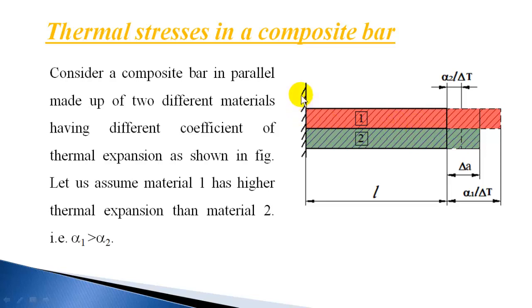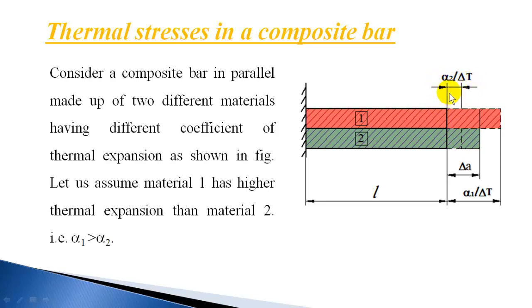Now in this case, I'll fix one end, and the bar is allowed to expand in the other direction when the temperature changes. The bar is allowed to expand or contract when the temperature changes. Now assume that material 1 has a higher coefficient of linear expansion than material 2. So when it is heated, if they are separate bars, it will expand by an amount alpha 1 L delta T. And material 2, again, if it is free to expand and is heated, will expand by an amount alpha 2 L delta T.